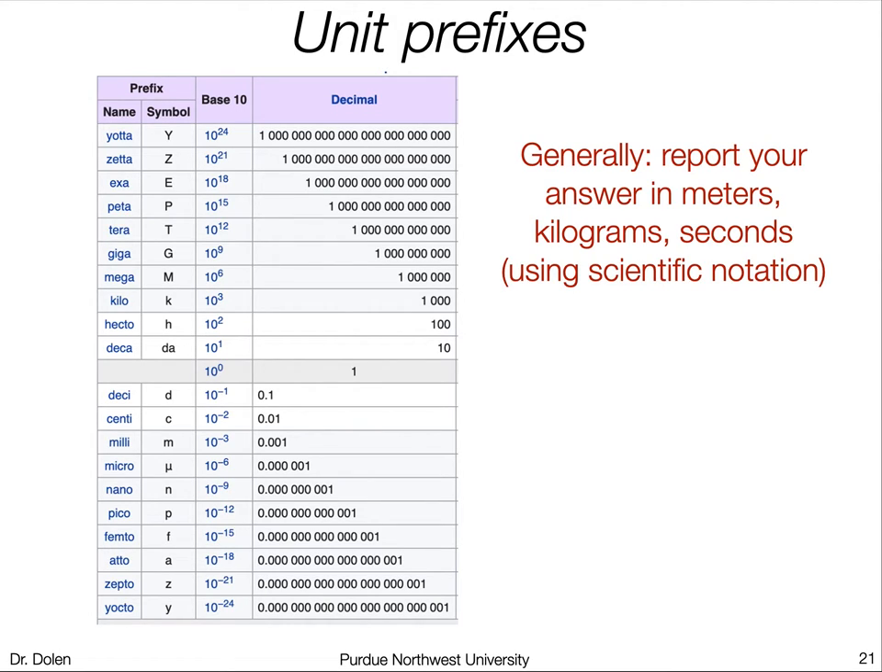But generally, no matter what they give to you in a problem, whether it be millimeters or whatever, you always want to report your answer in meters, kilograms, and seconds. If you need to use scientific notation to do that, you should. Okay, so make sure you understand your prefixes, and this table is here for you as a reference.